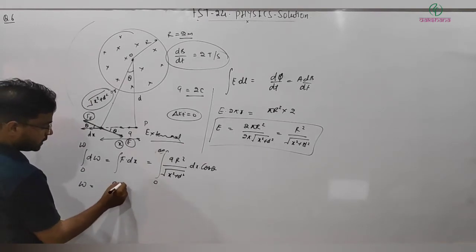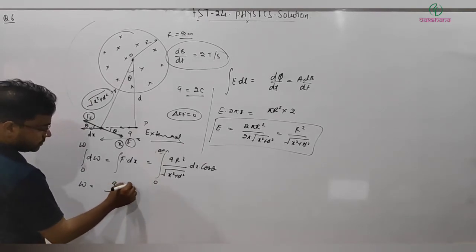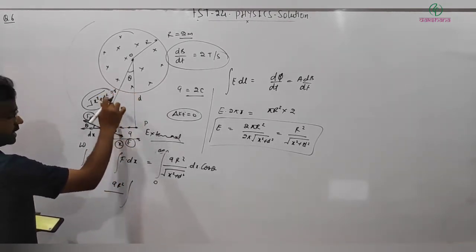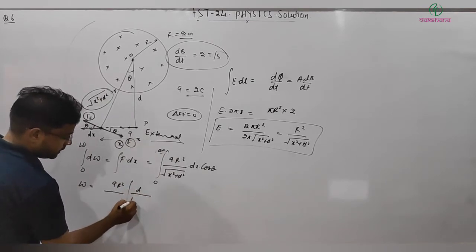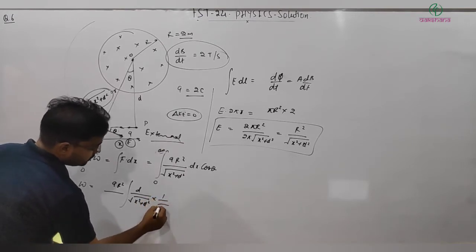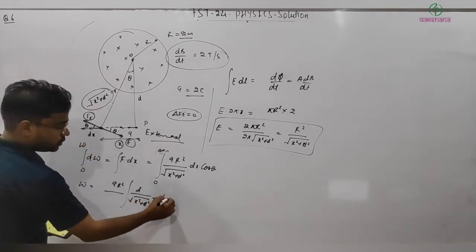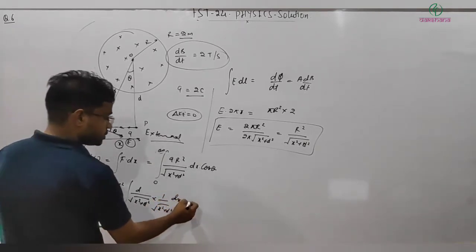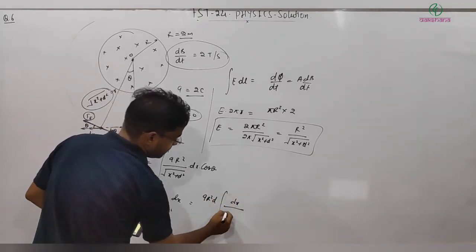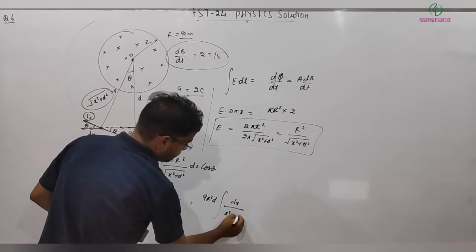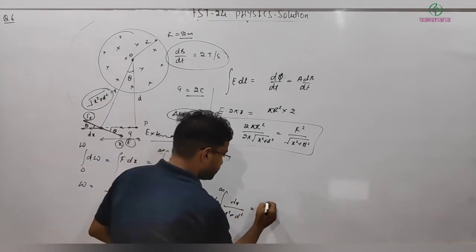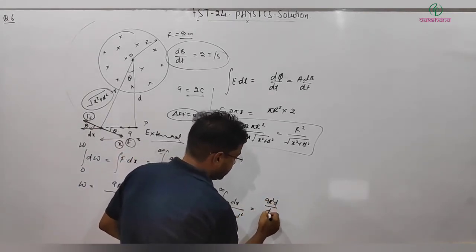So it's q r square into, this is all constant, dx. Cos theta will be equal to what? Cos theta is equal to d divided by r. So it's basically d divided by under root x square plus d square, multiplied by 1 by under root x square plus d square into dx. Simplifying it, this is q r square d integral dx divided by x square plus d square, integral 0 to infinity.